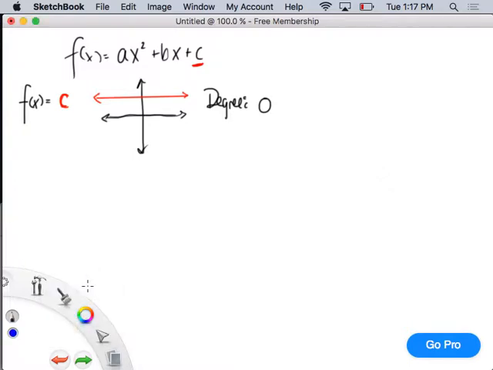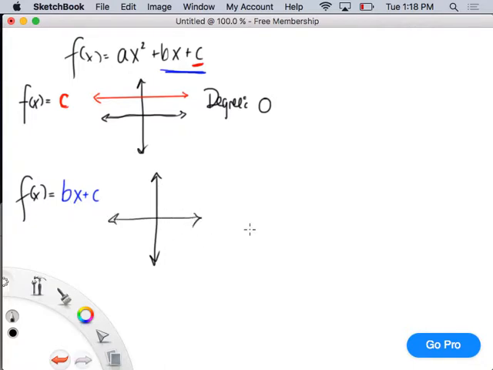But now let's move on. What if not just the c component, but this bx component is used as well? And I say f of x equals bx plus c. Well, what would that function look like? Now, this might be hard for you guys to see, but if I said it a different way, I bet you'd see it. What if I said f of x equals mx plus b? What would that be the graph of, or function for?